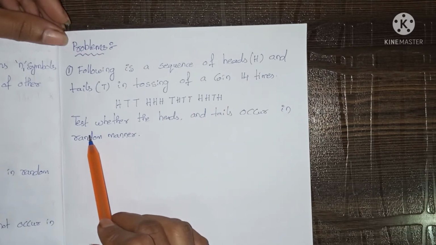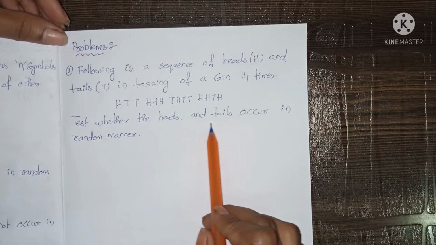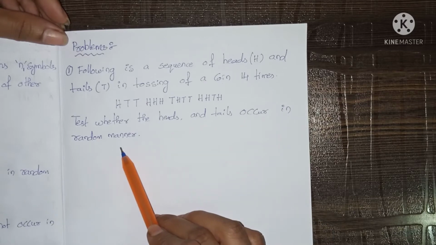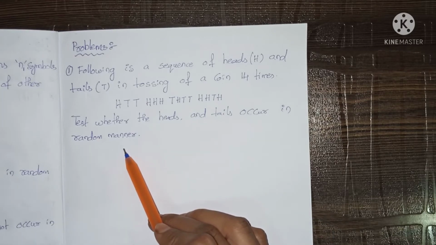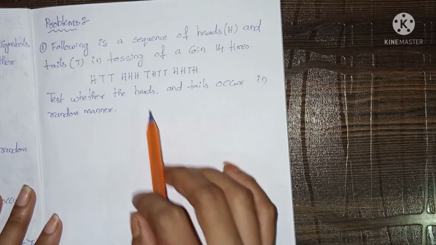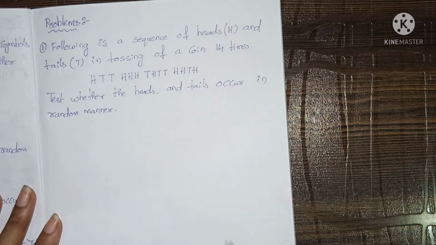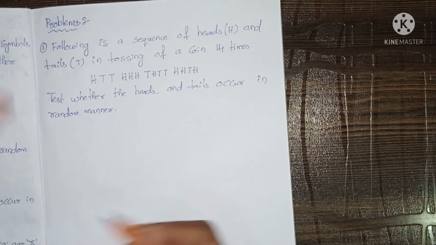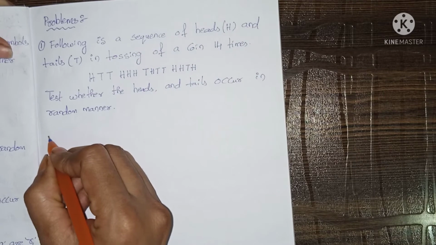Okay, so they are asking us to test whether the heads and tails occur in random manner. When a coin is tossed, is the result in random manner or not? They are asking us to test. Okay, so now we'll do.